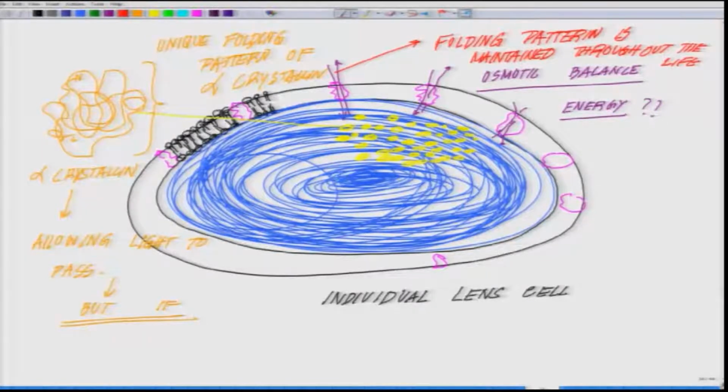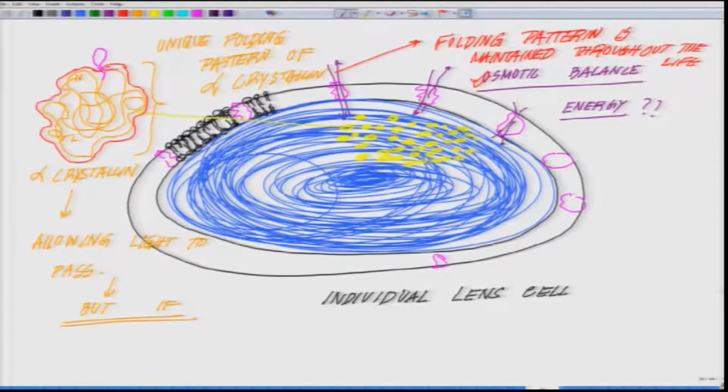And in order to maintain this folding pattern, this osmotic balance and all other properties are very essential. Now, this folding pattern, what you see, a three-dimensional folding pattern in terms of alpha crystalline. Say for example, if I just outline the structure like this, so this is the final folded structure I am getting. Say for some reason, something which we do not understand, this folding pattern changes. So, I will show you some changes which are happening.